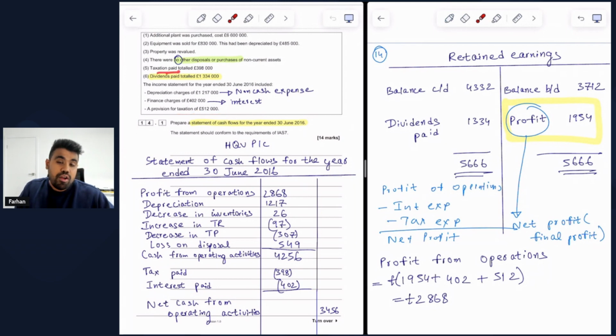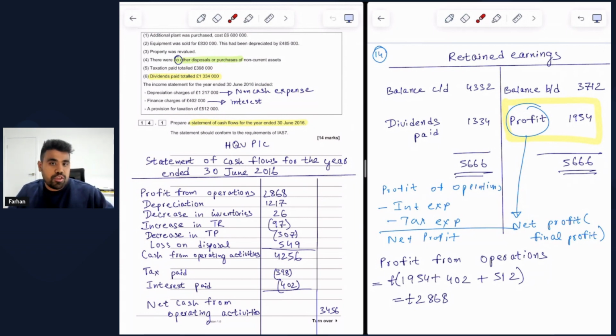Taxation paid refers to the taxes that have actually been paid for using the cash or the bank balance that the business has. So taxation paid explicitly refers to cash outflow. But cash outflow is not necessarily the total expense for the relevant financial year. The total expense is the provision for taxation of £512,000. The taxation that has been paid here using cash could be relevant to previous years as well.